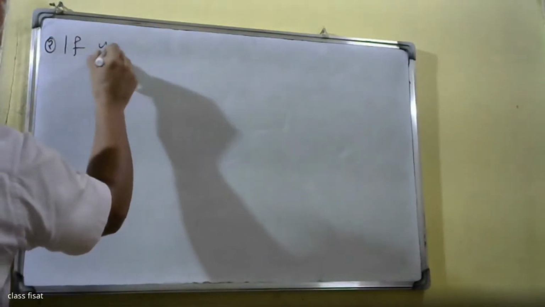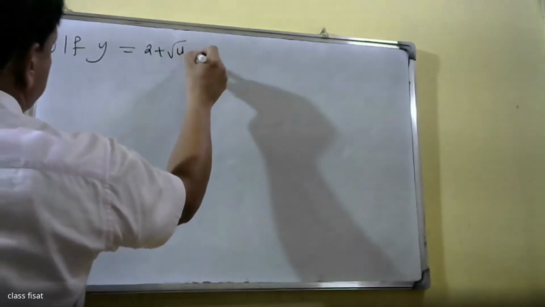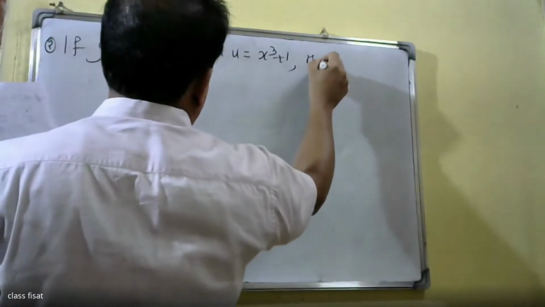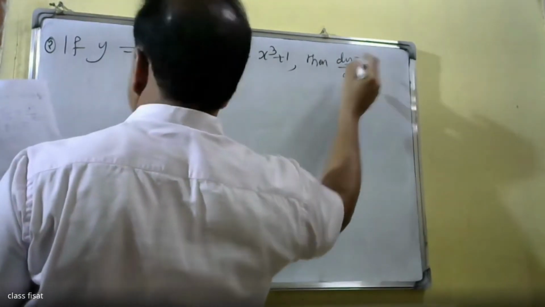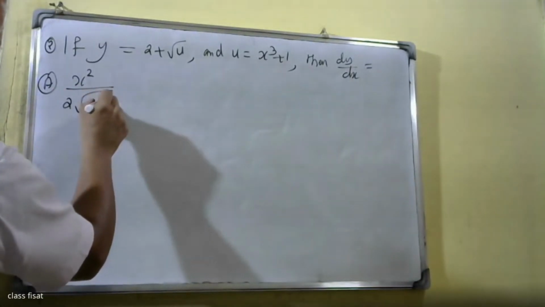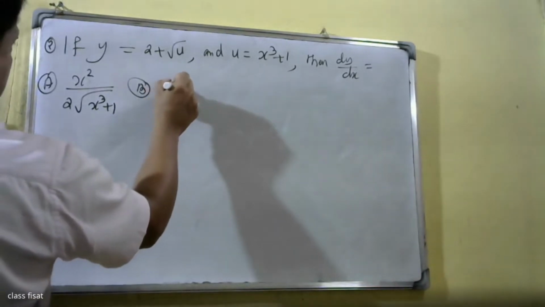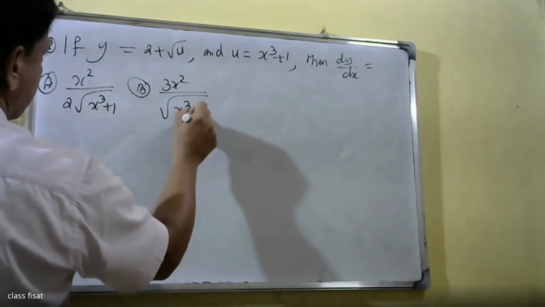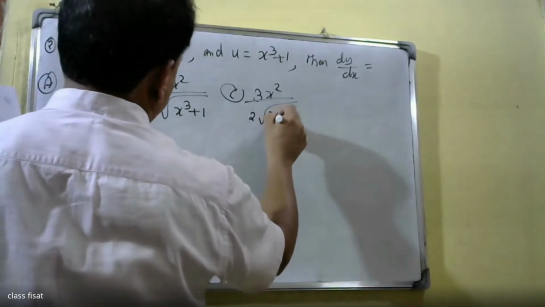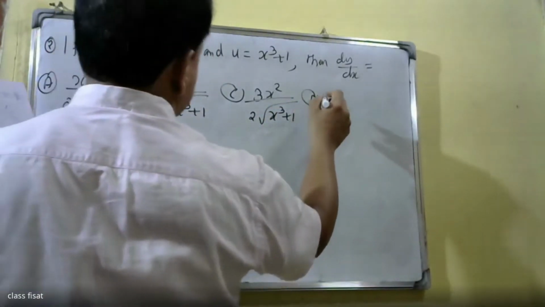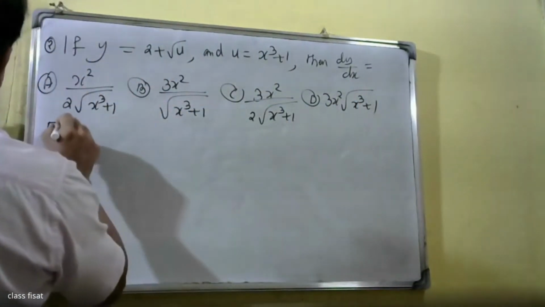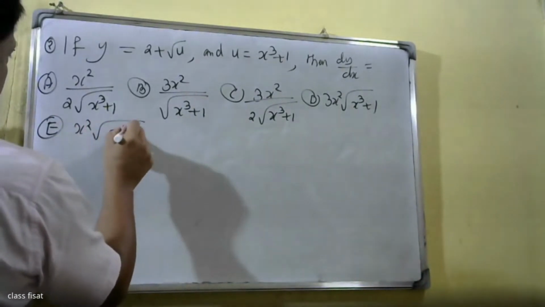If y is equal to 2 plus root u and u is equal to x cube plus 1, then dy by dx is: option A, x square divided by 2 into x cube plus 1; option B, 3x square divided by root of x cube plus 1; option C, 3x square divided by 2 into root of x cube plus 1; option D, 3x square into root of x cube plus 1; option E, x square into root of x cube plus 1.